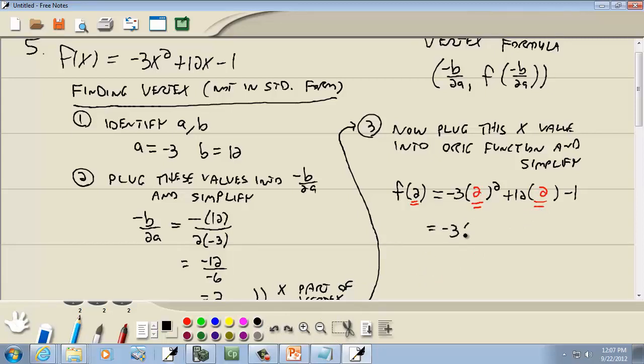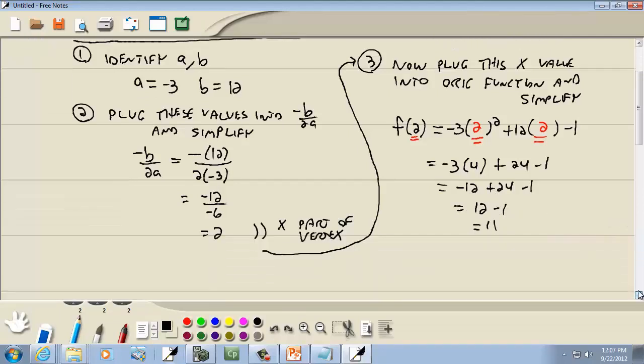Well, we got negative 3, 2 squared is 4, plus 12 times 2 is 24, minus 1. That gives us negative 12 plus 24 minus 1. Negative 12 plus 24 is 12, minus 1, which gives us 11. This is the y part of the vertex. So our vertex is 2, 11.